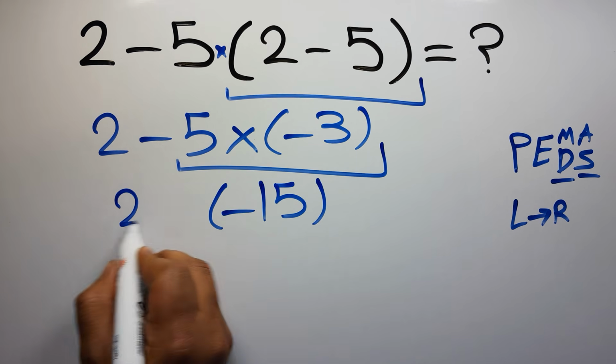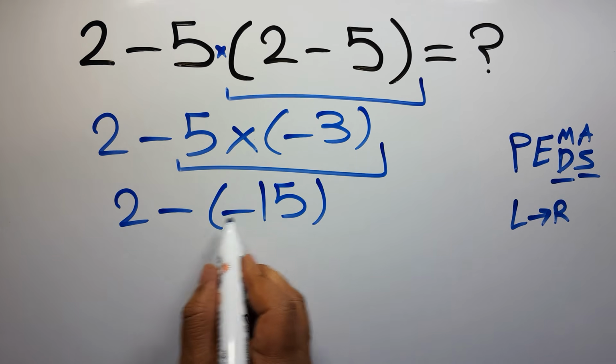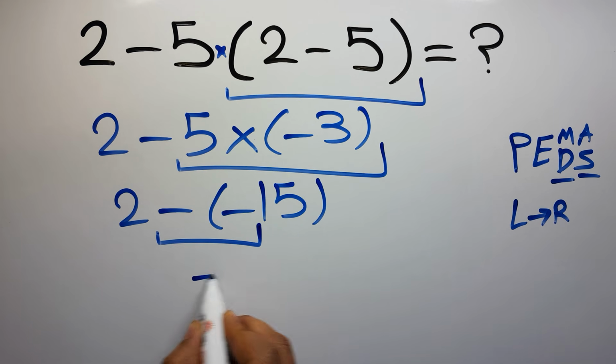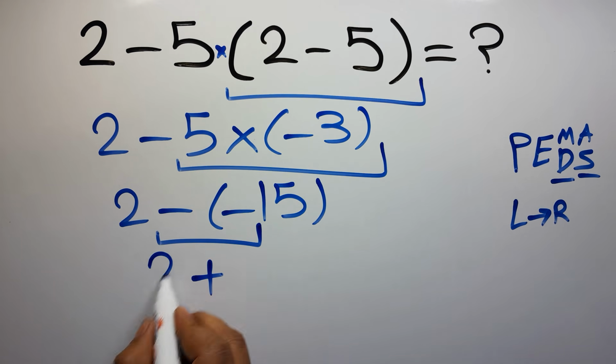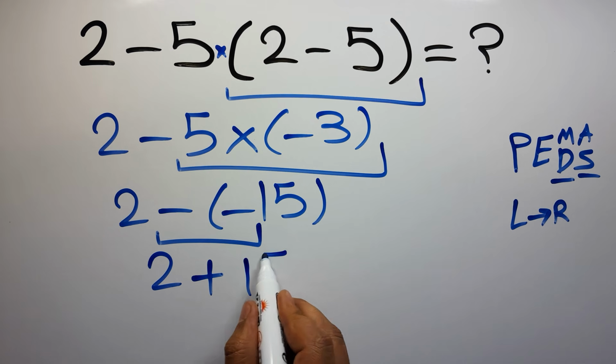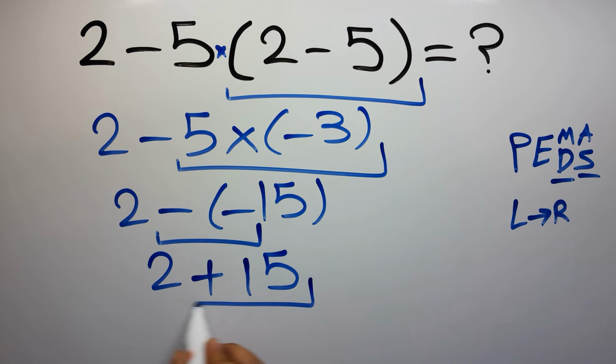So 2 minus negative 15. Negative times negative gives us positive. So 2 plus 15 which equals 17. And this is our final answer to this problem.